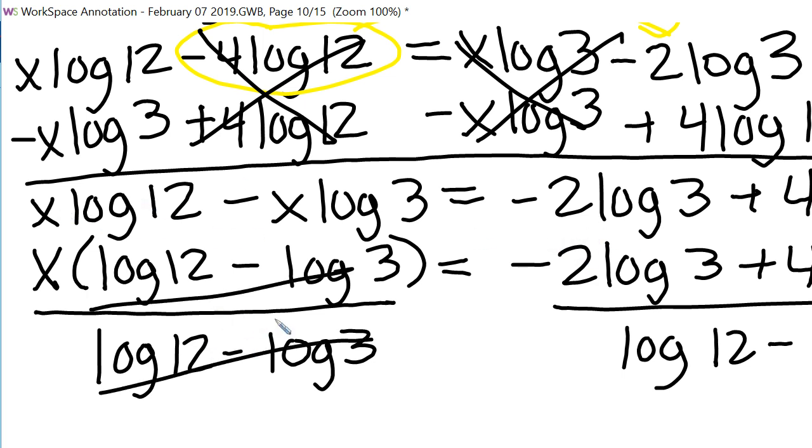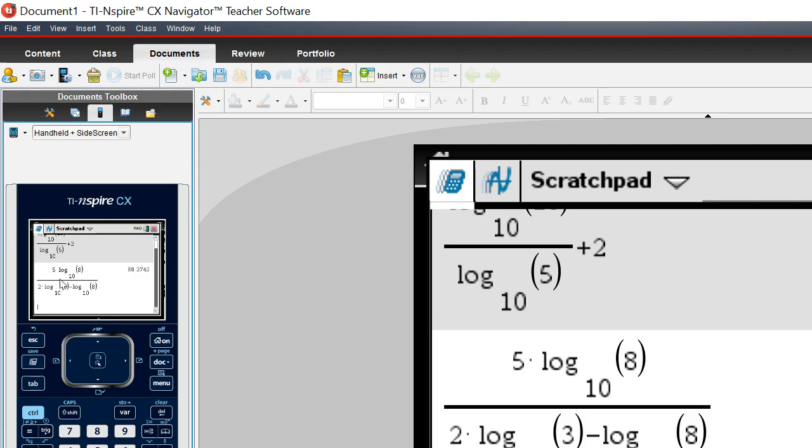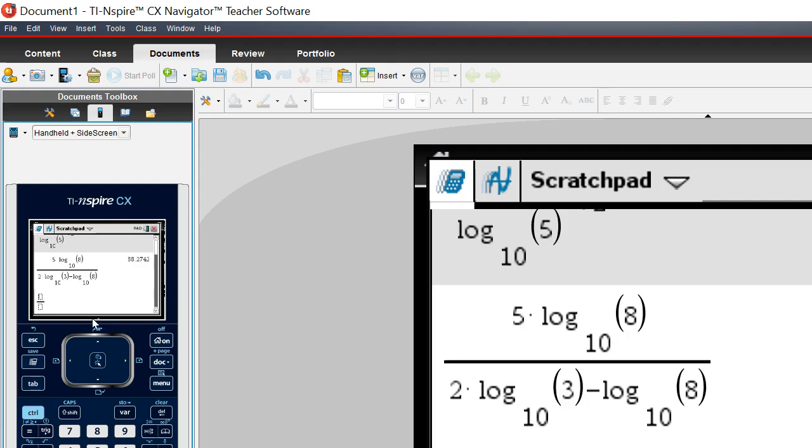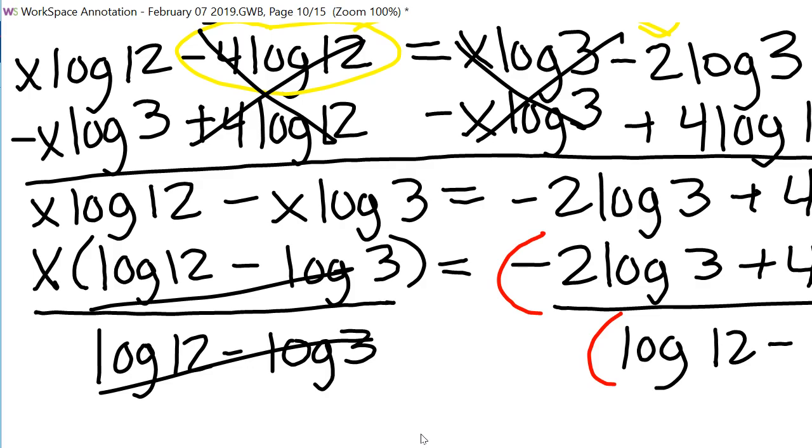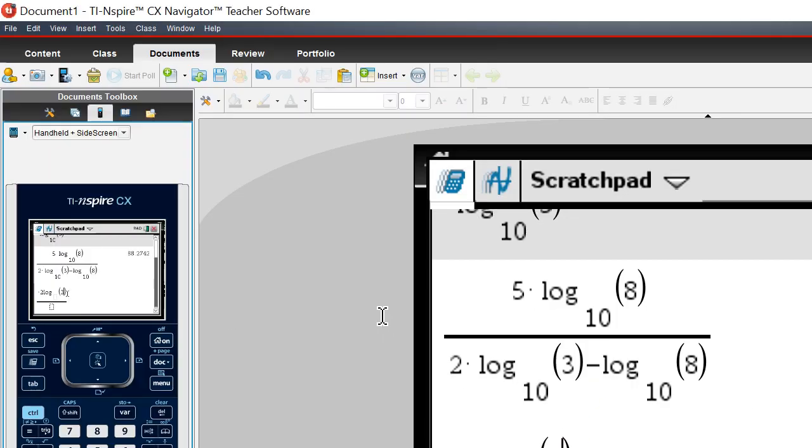Now we're ready to put that into the calculator. And if you're using an 83 or 84, group the numerator in parentheses, group the denominator in parentheses. And the typing begins. Negative 2 log of 3 plus 4 log of 12.